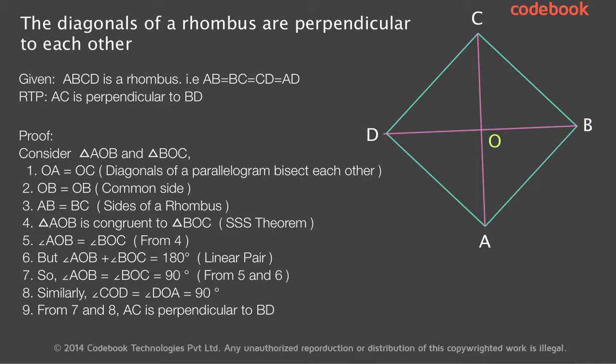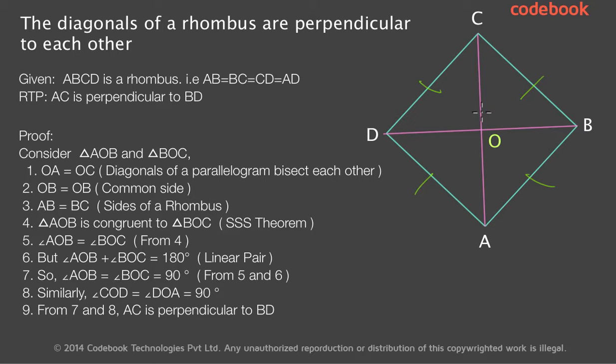Now let's look at some corollaries of rhombuses. The first corollary that we are going to look at is the diagonals of a rhombus are perpendicular to each other. So we have been given ABCD as the rhombus, and we know that in a rhombus all four sides are equal. And we have to prove AC is perpendicular to BD.